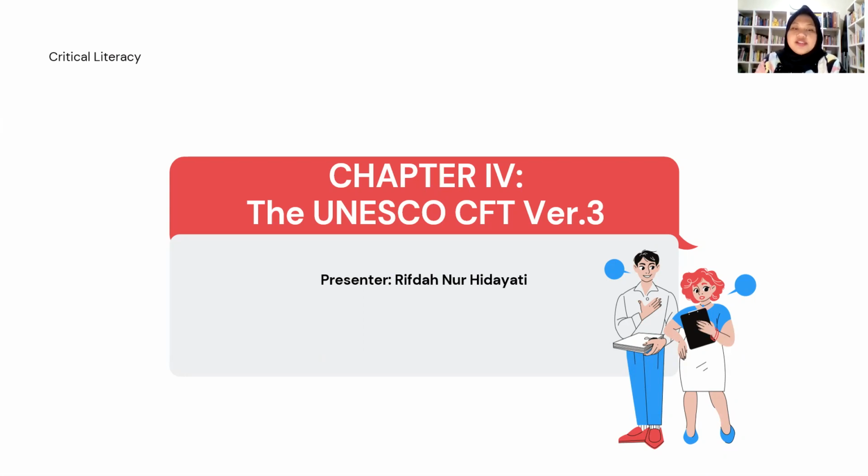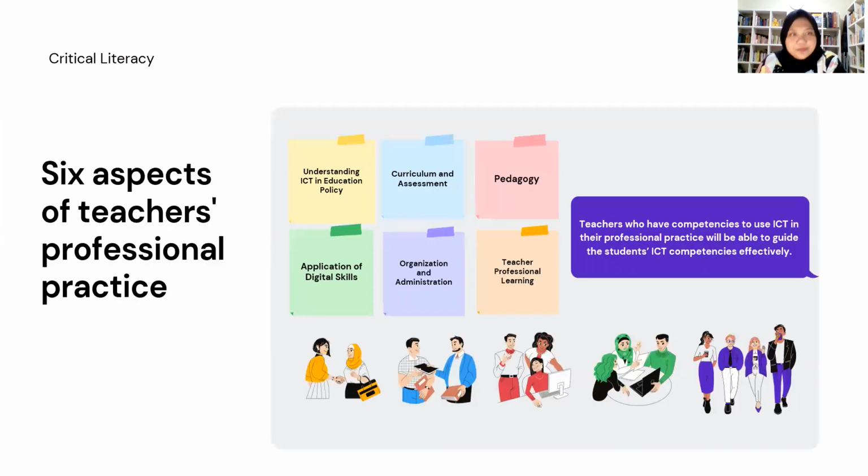The ICT CFT consists of 18 competencies organized according to the six aspects of teachers' professional practice over 3 levels of teachers' pedagogical use of ICT. There are 6 aspects of teachers' professional practice: understanding ICT in education policy, curriculum and assessment, pedagogy, application of digital skills, organization and administration, and the last one is teacher professional learning.